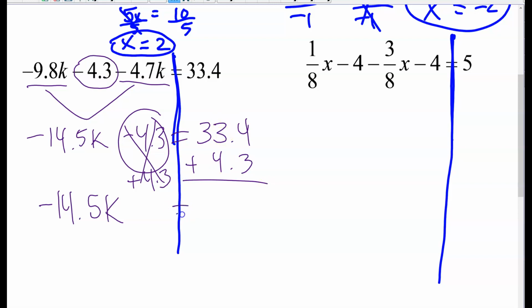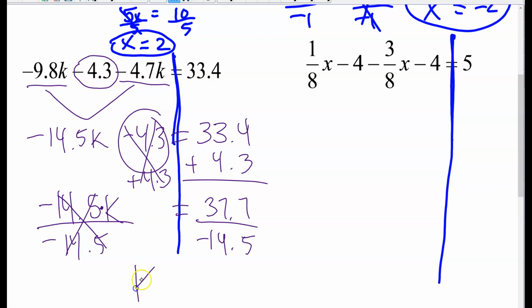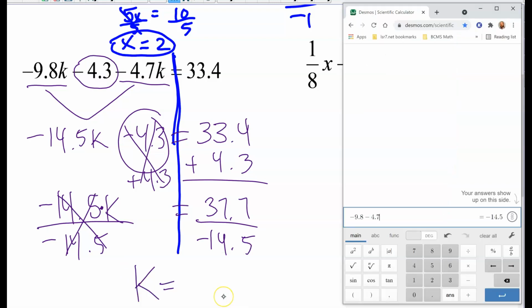When I do that over here, I'm left with, when I look at 33 and 4, that's 37. 4/10 and 3/10 would be 7. So I'm going to have 37 and 7/10. Okay. And then my final step here, this is a negative 14 and a half times k, right? It's a multiplication step. So my final step to get k by itself would be to go ahead and divide by that negative 14 and 5/10. I'm going to do that on both sides to get my final answer. So k should be equal to, and here, if I can't see this, I might use my calculator again.